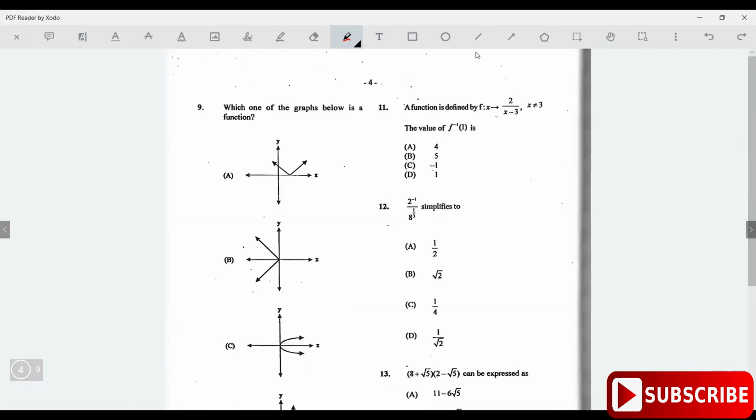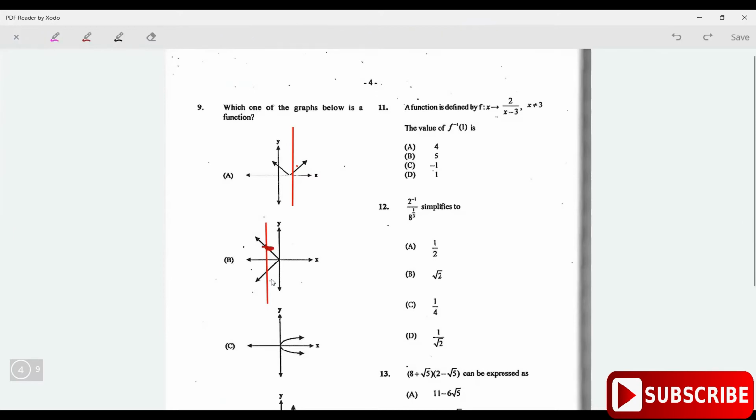Question 9. Which of the following is a function? To determine which is a function, you use the vertical line test. Where the vertical line detects more than 1 point, it's not a function. So this right here is a function, because the vertical line test only detects 1 point of intersection. So this one is good. Let's check this one now. The vertical line test here detects 2 points of intersection, here and here. So this is not a function.